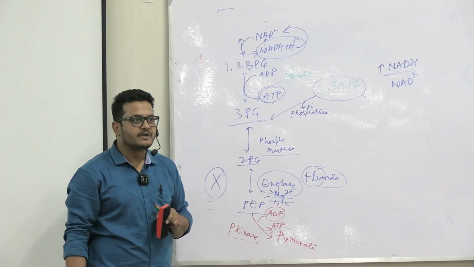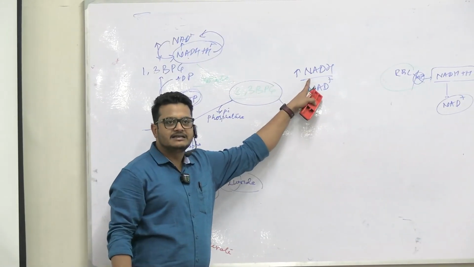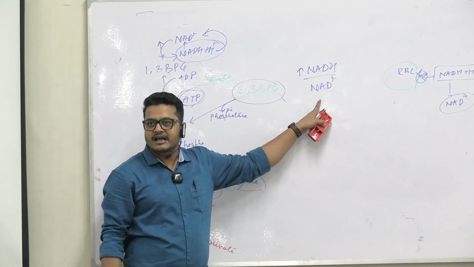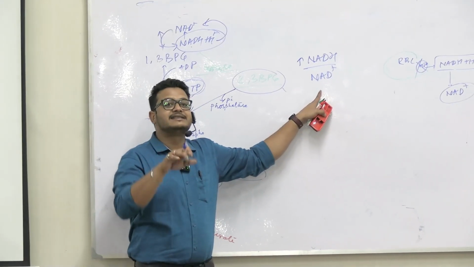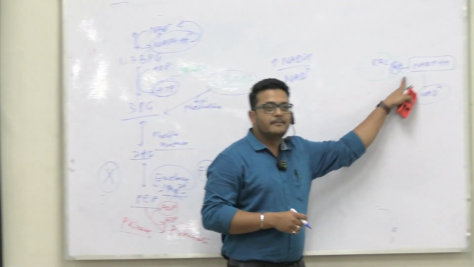Is that clear? So the concentration of NADH and these oxidized equivalents are limited. That's why cycling is required. And where does this cycling take place? It takes place in mitochondria.